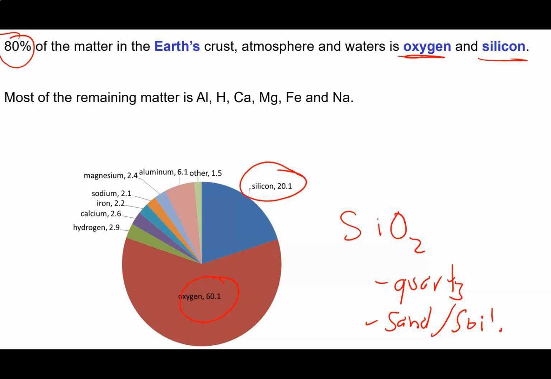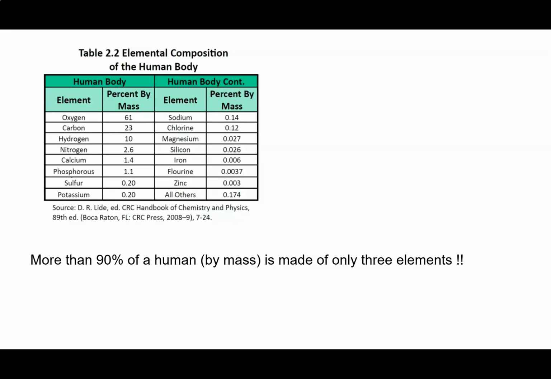Now, if you look at our bodies themselves, you find a different distribution of the elements, right? So this is the elemental composition of a human body. Somebody put a human body in a blender and analyzed what elements were present, which is kind of terrifying. And they did this relatively recently. So that's interesting. And what you realize is that more than 90% of a human is made up of only three elements: oxygen, carbon, and hydrogen.